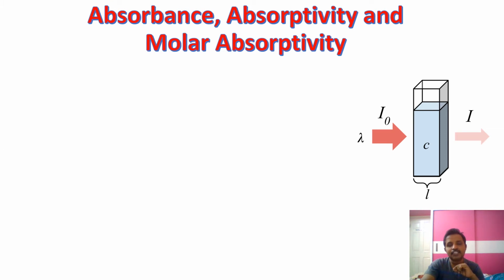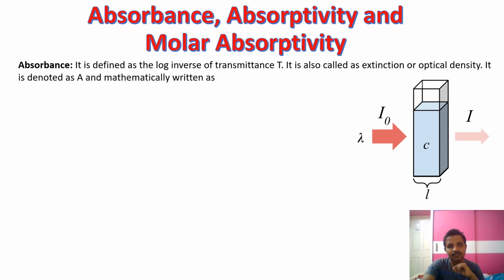Now let us discuss absorbance. It is defined as log inverse of transmittance T. It is also called extinction or optical density. It is denoted by capital A, and mathematically it is written as absorbance A equal to log inverse of transmittance, where T is the transmittance.